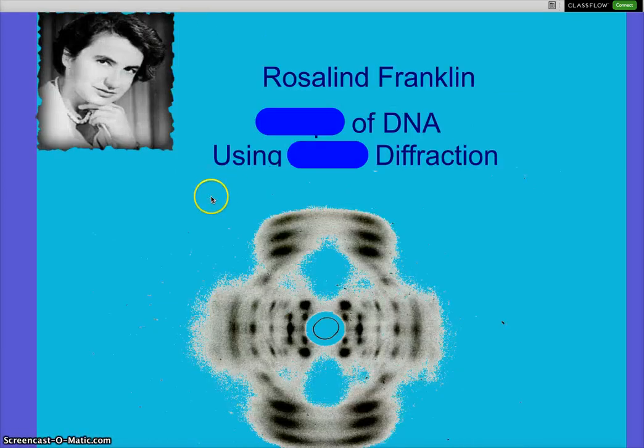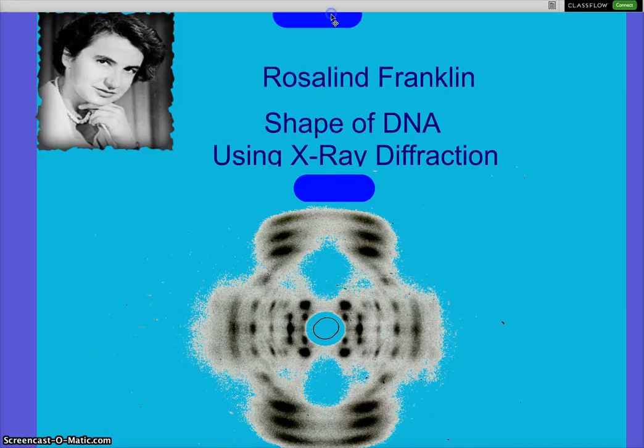So Rosalind Franklin, what does this look like to you, by the way? When you see a picture like that, that's a picture of something. Oh, it's like radiology. Good. That's exactly what it is. She used radiology or X-ray diffraction to discover the shape of DNA, and she saw that it was kind of like an X-shaped, laddery looking thing, right?